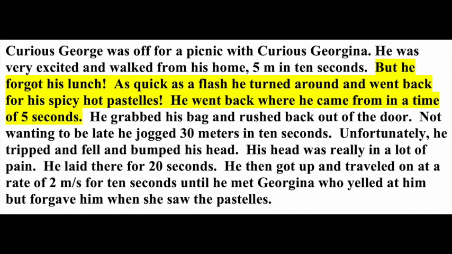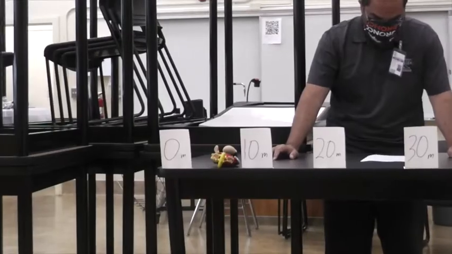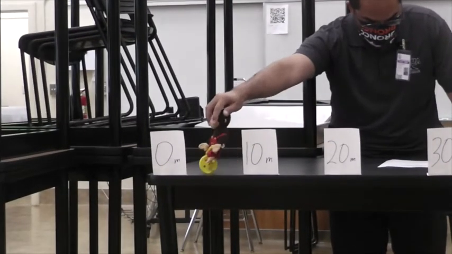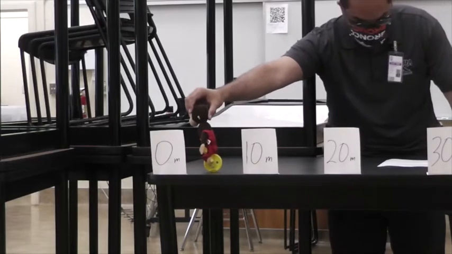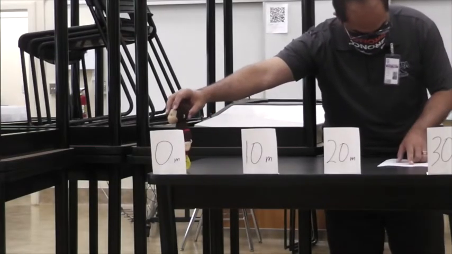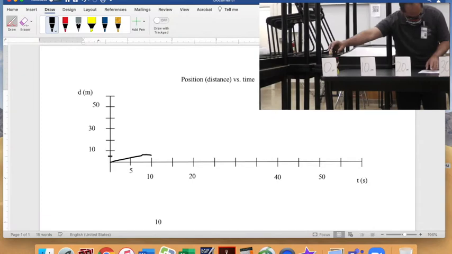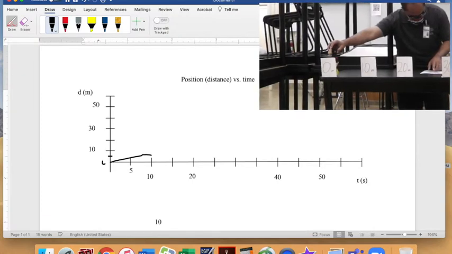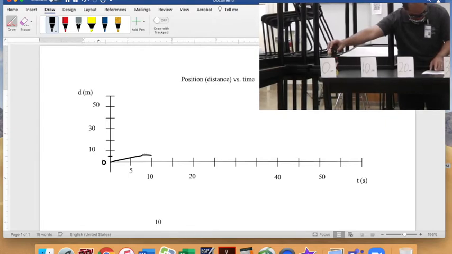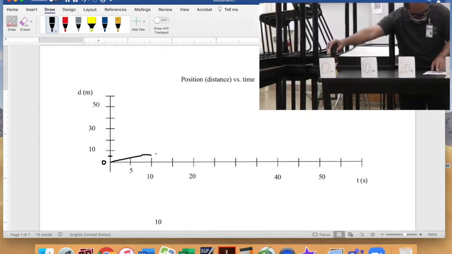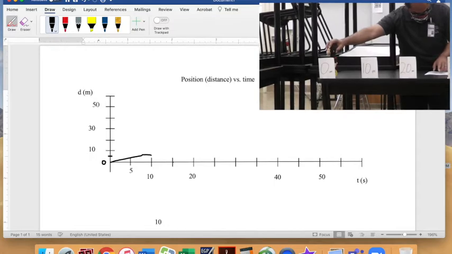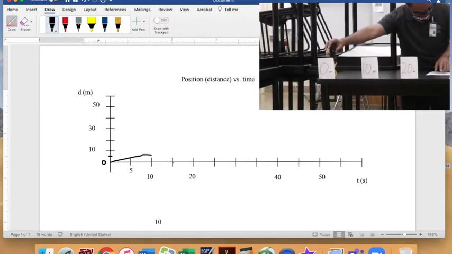But he forgot his lunch. As quick as a flash, he turned back around and went back for his spicy hot pateles. He went back to where he came from in 5 seconds. So he goes from that 5 meters back to where he came from, which means he goes back to 0. So he's at the 5 meter mark and he's going to go back down to 0. I think it said he's going to do it in 5 seconds, right? Okay, so that's why sometimes we have to double check. Reading comprehension.